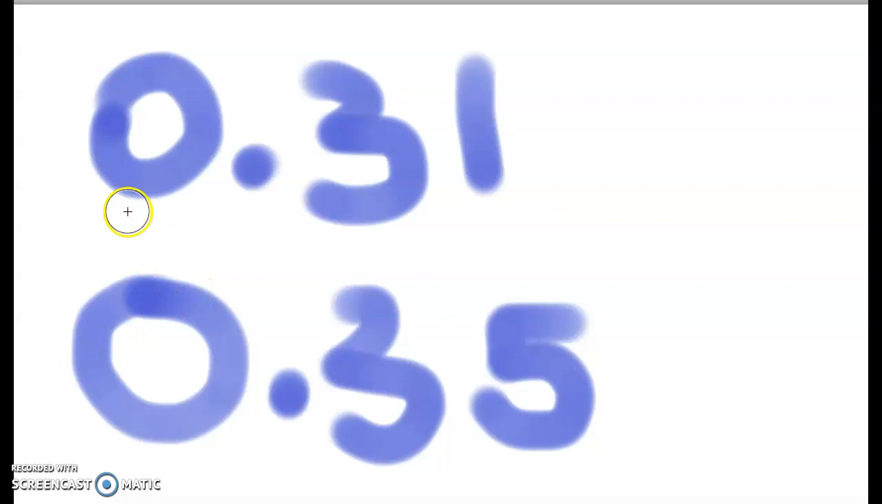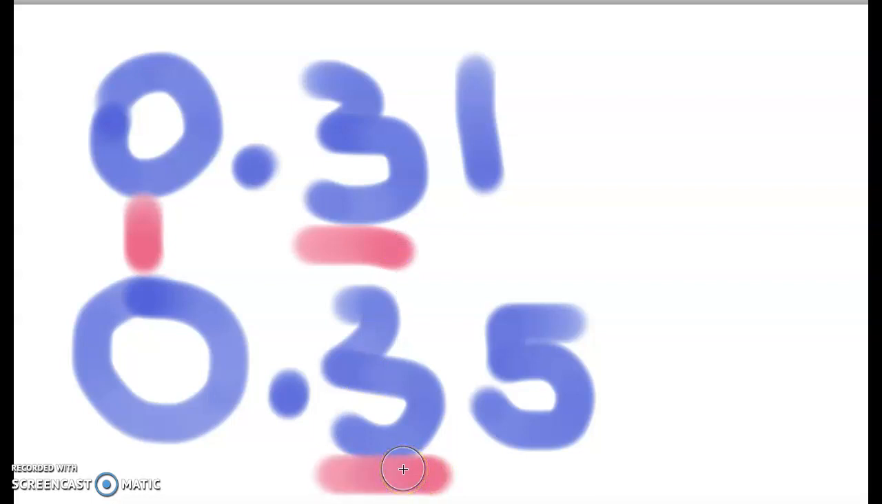Let's start with the ones place. Well, those are equal, so we move on. We're at the decimal point, so we move over to the right to the, what place value is this? Good, this is the tenths place. We see that 3/10 and 3/10 are the same. So what does that mean?